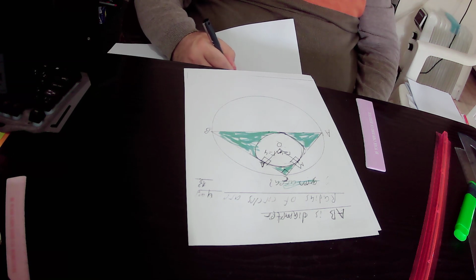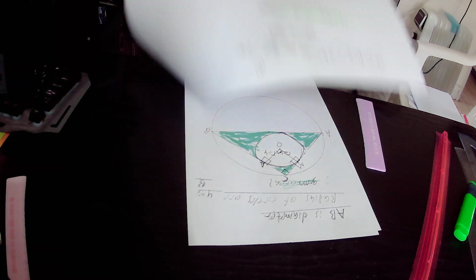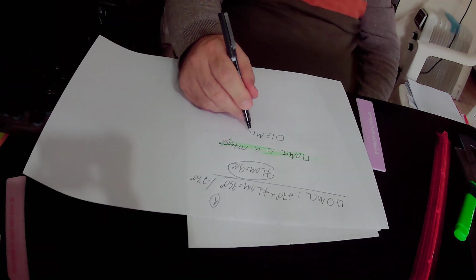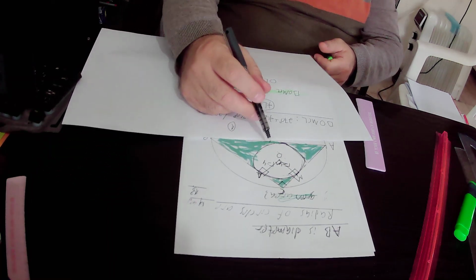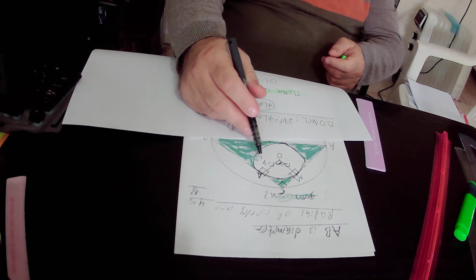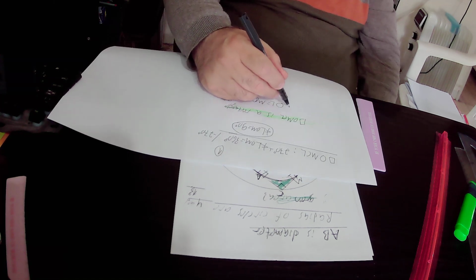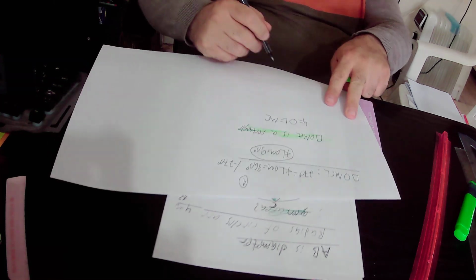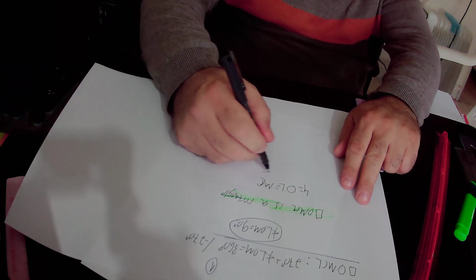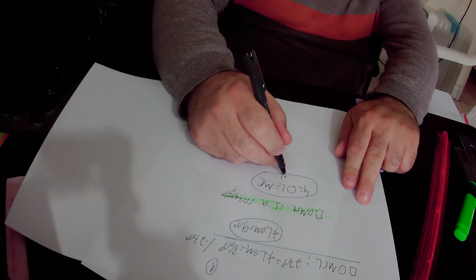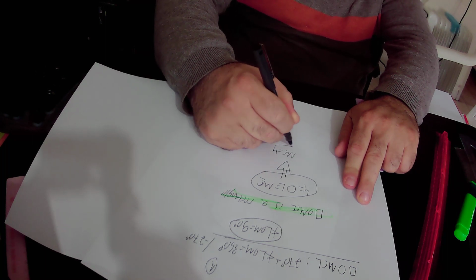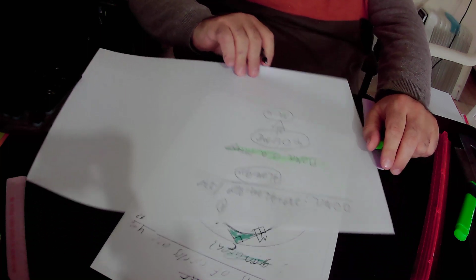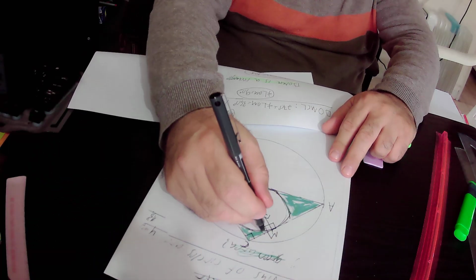If OL equals MC, but here, according to what we have already found out, OL equals 4 units. It is the radius of the circle. So from this equation, 4 equals OL equals MC, we derive that MC is also equal to 4 units. Here we can write down that MC equals 4 units.